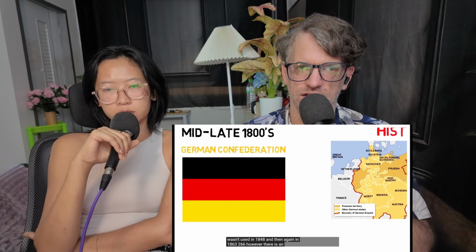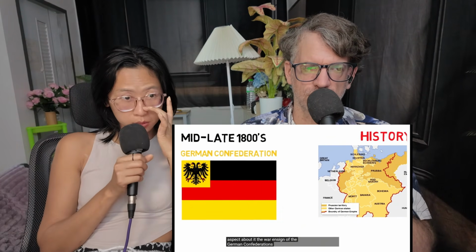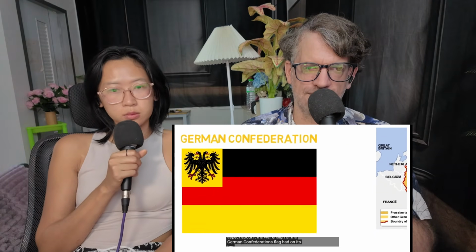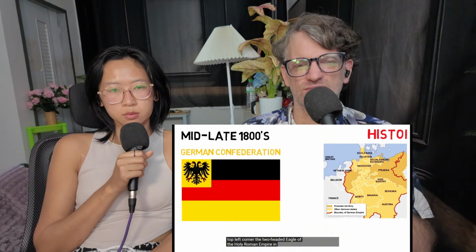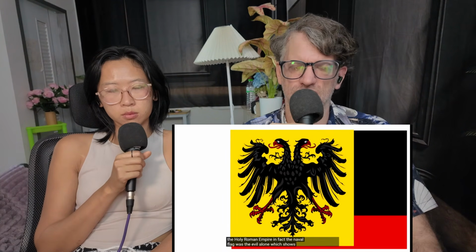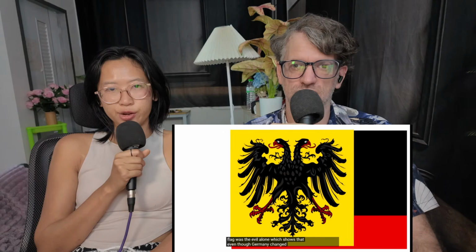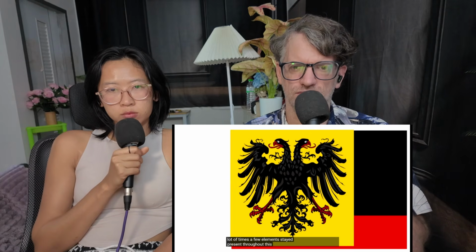However, there is an interesting aspect about it. The war ensign of the German Confederation's flag had on its top left corner the two-headed eagle of the Holy Roman Empire. In fact, the naval flag was the eagle alone, which shows that even though Germany changed its flag a lot of times, a few elements stayed present throughout these times.